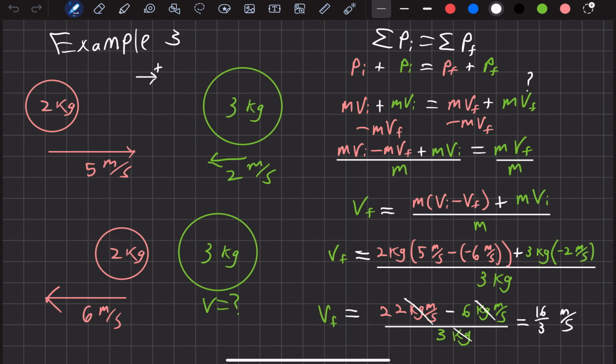Let's take a look at a third example. This one's going to be the most tedious because no velocity is going to be zero. For each of these problems, we start with the expression. Sum of all momentum initial equals the sum of all momentum final.